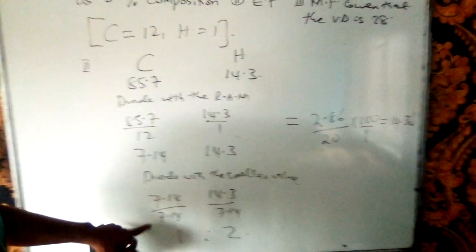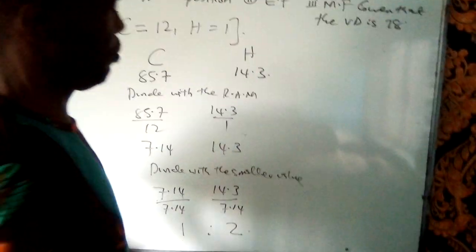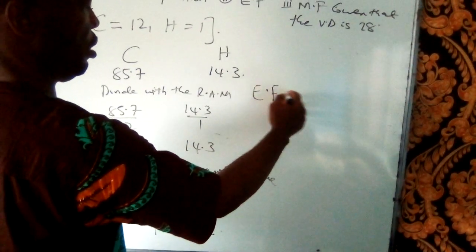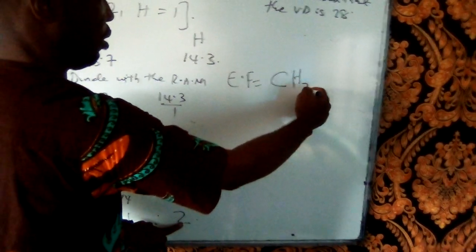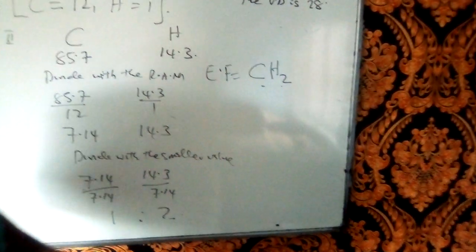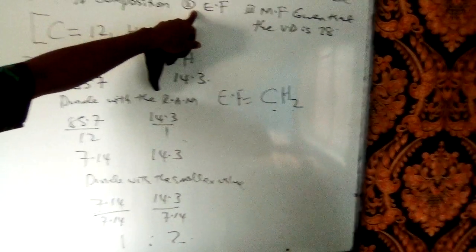Then you now assign these values to each atom. Carbon is only 1, a ratio of 1. Hydrogen is 2. So this is the empirical formula of the compound, CH2. So that answers question number 2.